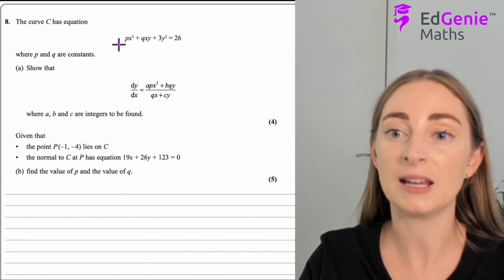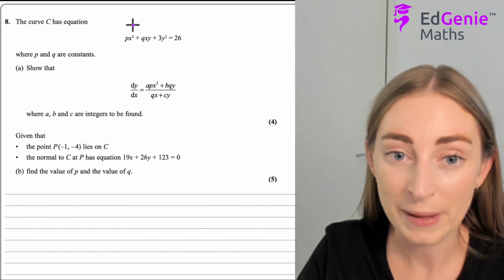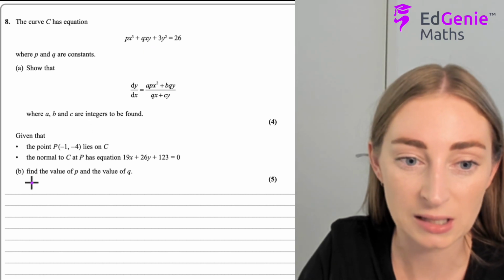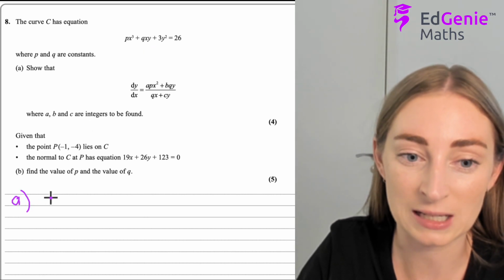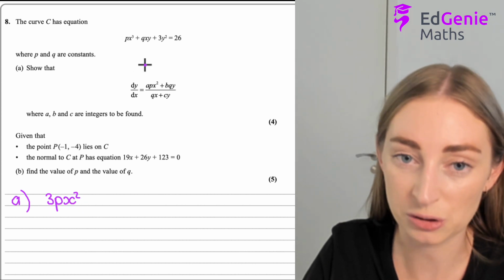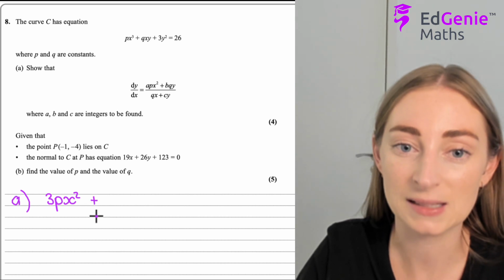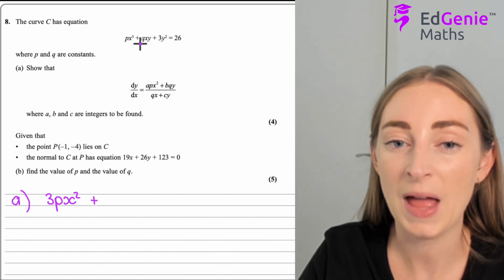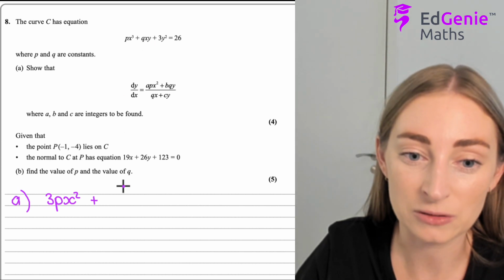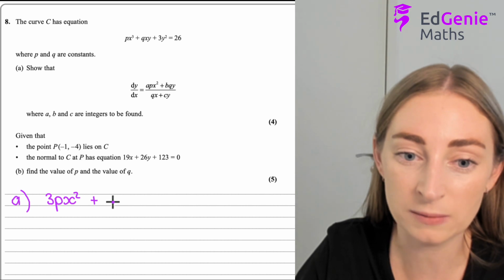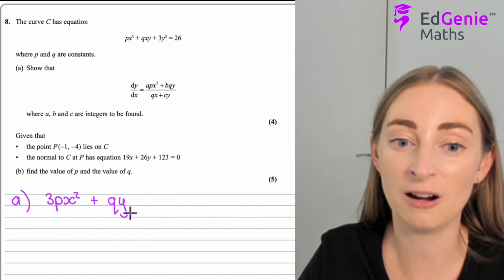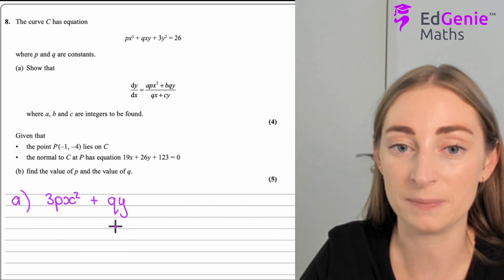So we're differentiating with respect to x. So px cubed, remember that p is just a number, a constant. So px cubed differentiated will be 3px squared, times by the power, reduce the power by 1, plus, here we've got qxy. So if I differentiate it with respect to x, I'm going to times by the power, which is 1, and then reduce the power by 1. So it's going to be x to the power of 0, so we're just going to have qy.